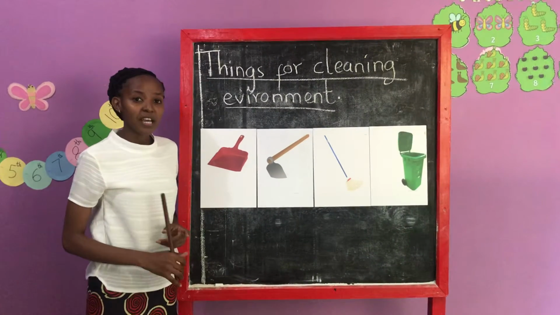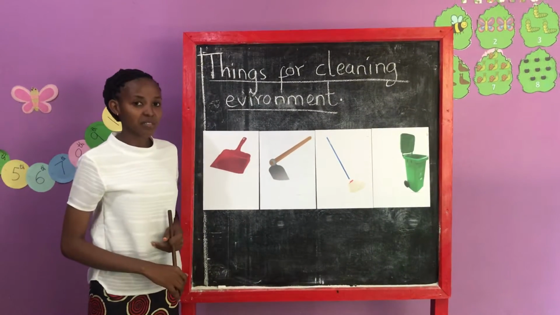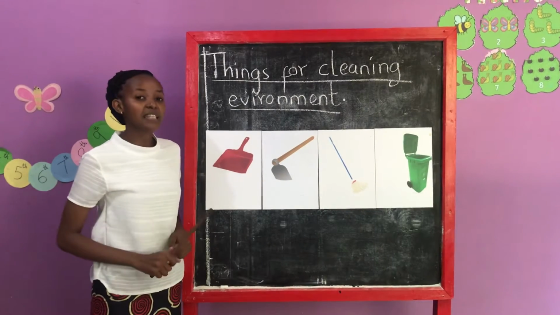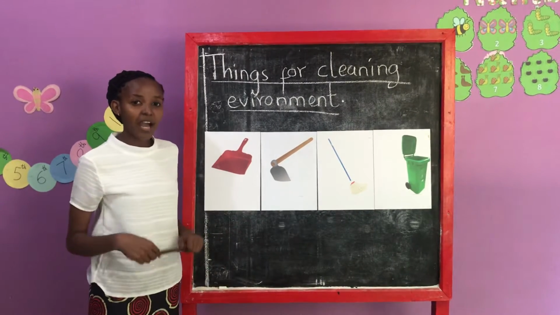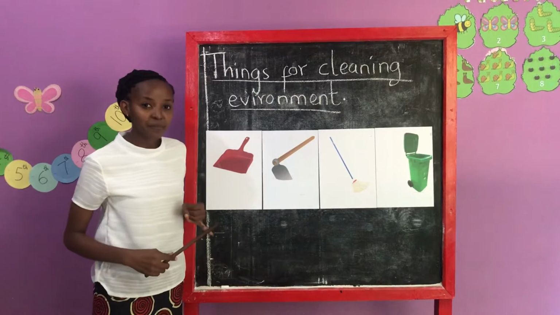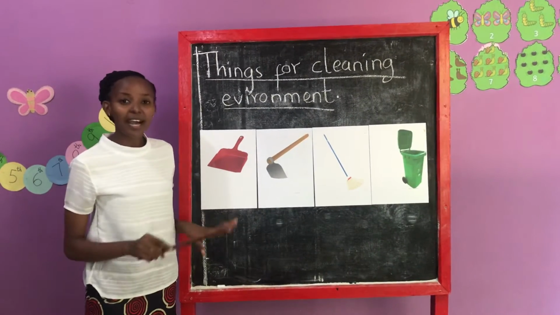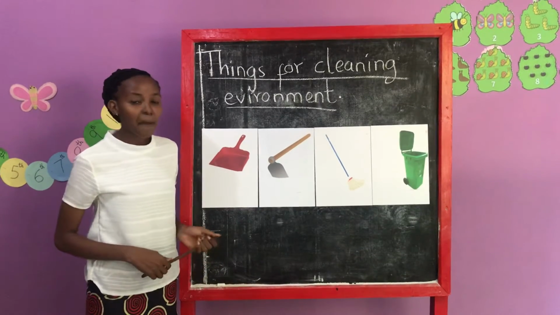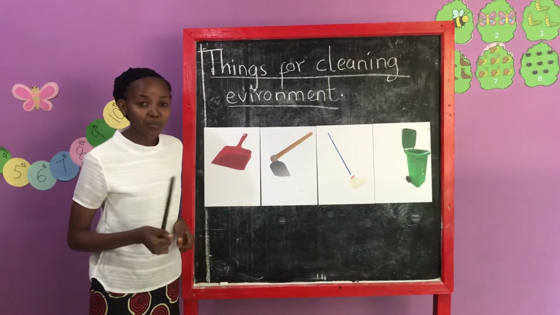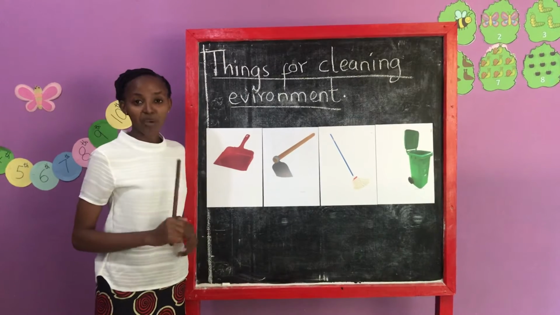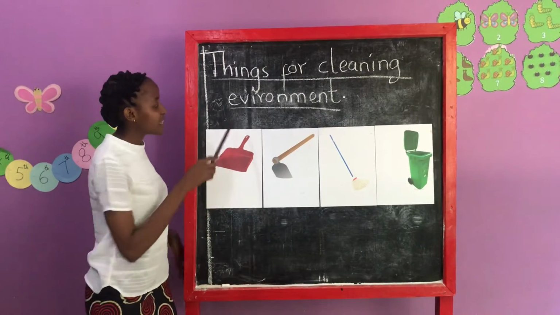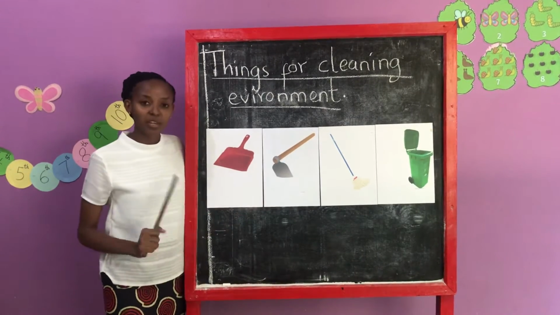First we're going to learn what is environment. Environment is anything surrounding us, like trees, animals, birds, land, water, people like me and you. That is environment. And these are the things used to clean environment.